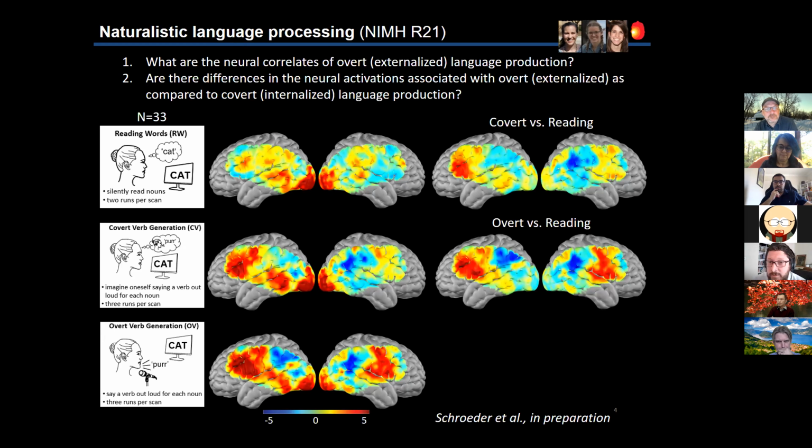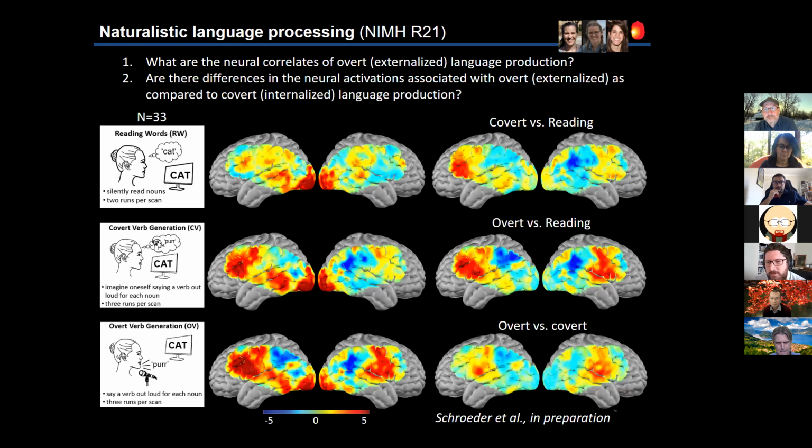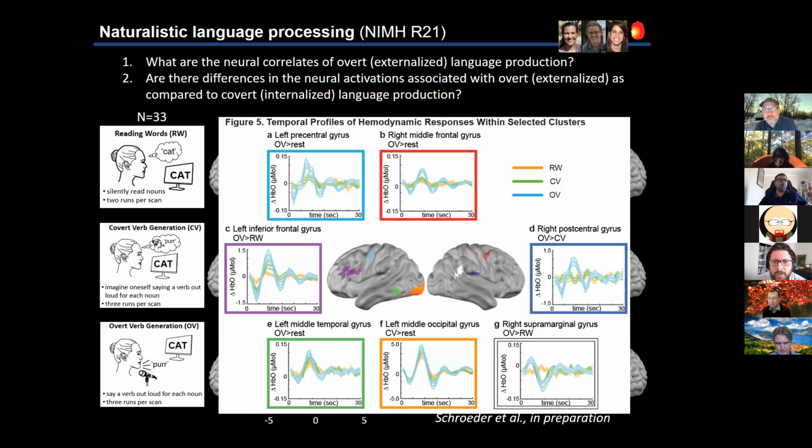If we contrast overt versus reading, again, you see really nice distinctions of motor cortex in addition to prefrontal areas. And overt versus covert, again, you see the nice motor strip as well as other areas. And so we think that this might be interesting for BCI applications, et cetera. We can then zoom in to some of these regions that were termed significant through SPM12.